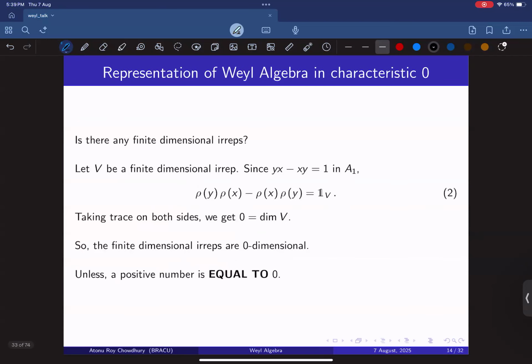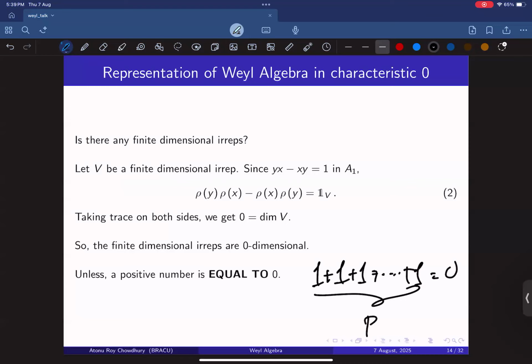Unless some positive number, which is the dimension of V, is equal to 0. You may think I'm being crazy here. How can a positive number be equal to 0? Well, in certain fields, if we add 1 to itself multiple times, we may get to 0. And this number is called the characteristic of the field. One can show that the characteristic of a field has to be either 0 or a prime number. So we have already solved the characteristic 0 case.